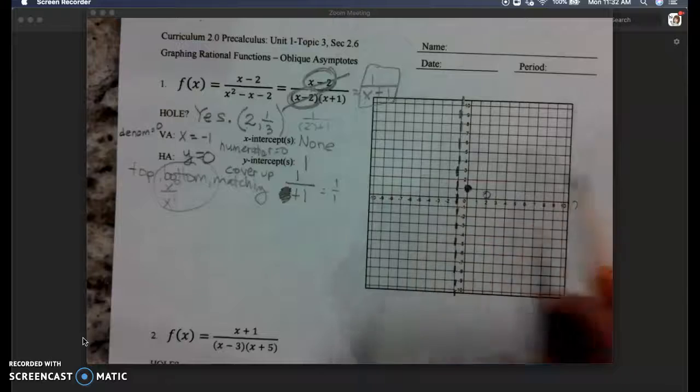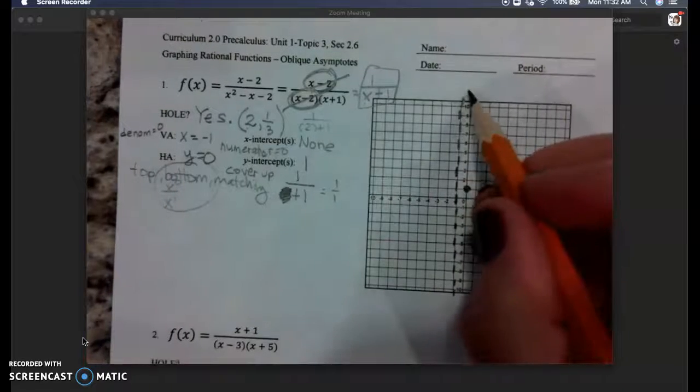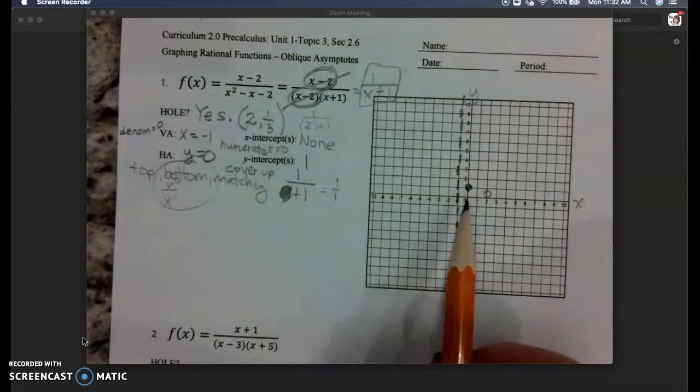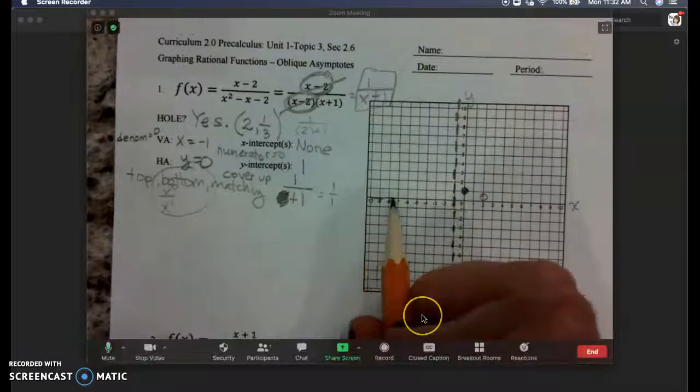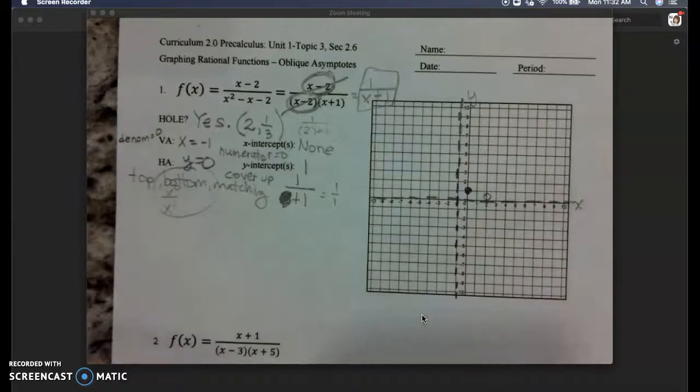Oh, I forgot something. I forgot my horizontal asymptote at y equals 0. So at y height 0, I'm going to draw my horizontal asymptote. Don't cross it. Don't touch me.